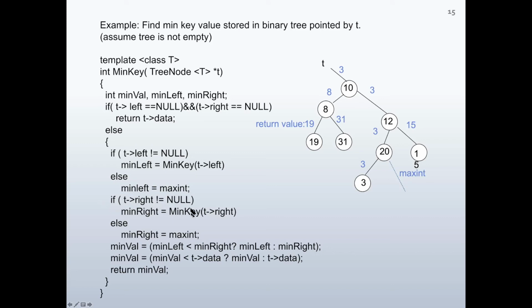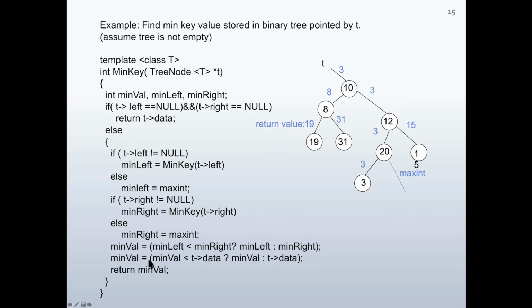If it is the case, minkey is called with the right link of the node pointed by t, and the return value is assigned to the variable min_right. If it is null, similar to the left one, min_right is set to max integer. In this expression, we are comparing min_left, which is the minimum value stored in the left subtree, with min_right, which is the minimum value stored in the right subtree. We are comparing them, and then the smaller one is chosen here. If min_left is smaller, it is chosen. Otherwise, the value of min_right is chosen, and it is assigned to min_var.